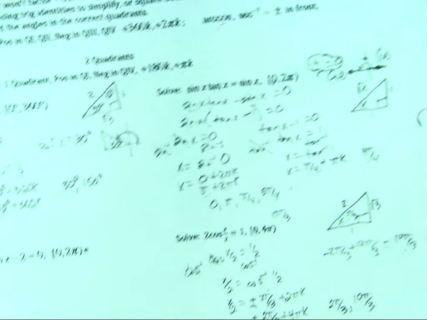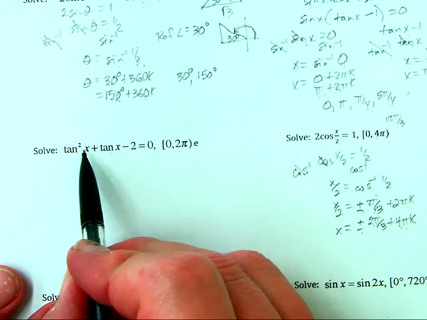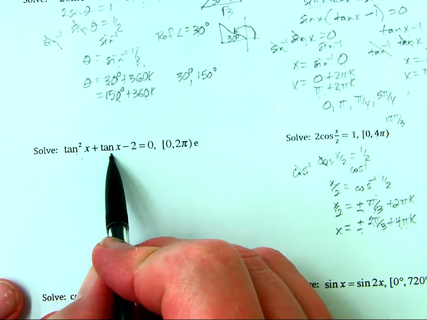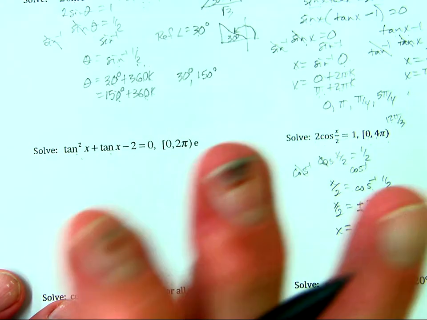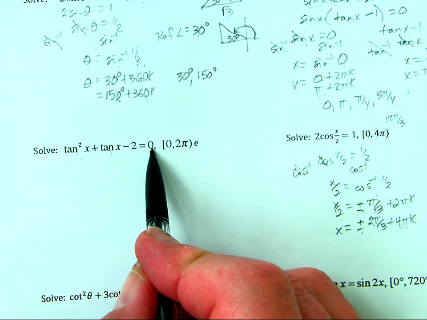Okay? Another one with more than one trig function. This one, notice we have tangent, but this one's a tangent squared, and this is a plain tangent. That counts as more than one. So same rule we just talked about. Get it equal to 0. It already equals 0. Now see if you can factor it.